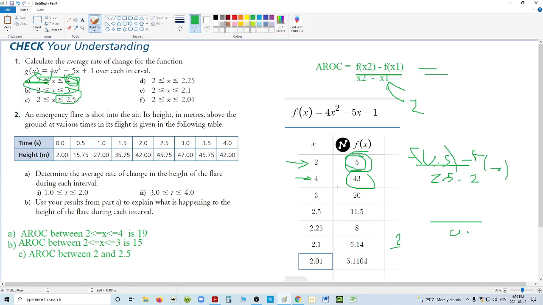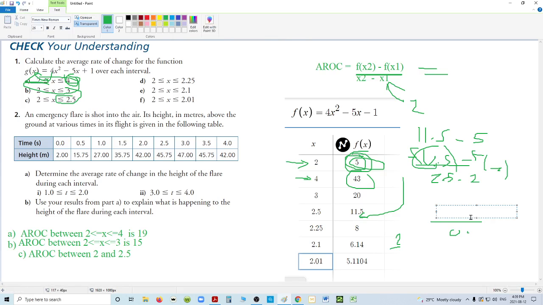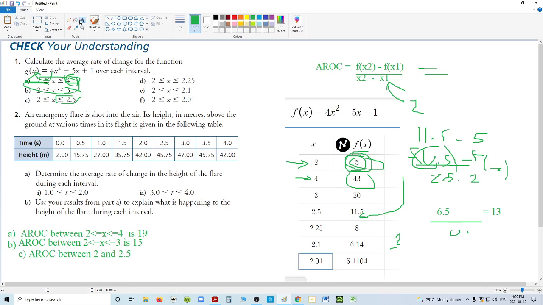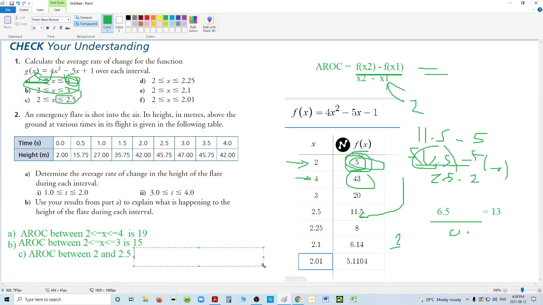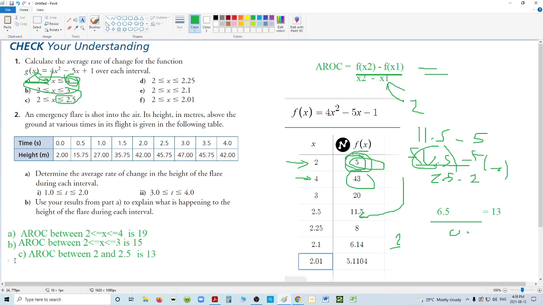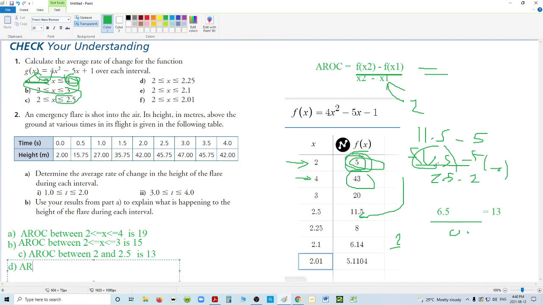And again, I have to look over here. Well, f of 2 is always going to be 5. And what's f of 2.5? Fortunately, I wrote it down, 11.5. 11.5 minus 5 is 6.5. So you get 6.5 divided by 0.5, and you're going to discover, if you use your calculator, that's 13. Which means my average rate of change between 2 and 2.5 is 13.